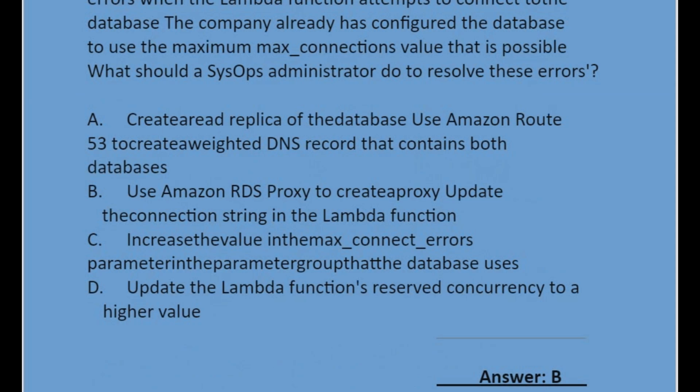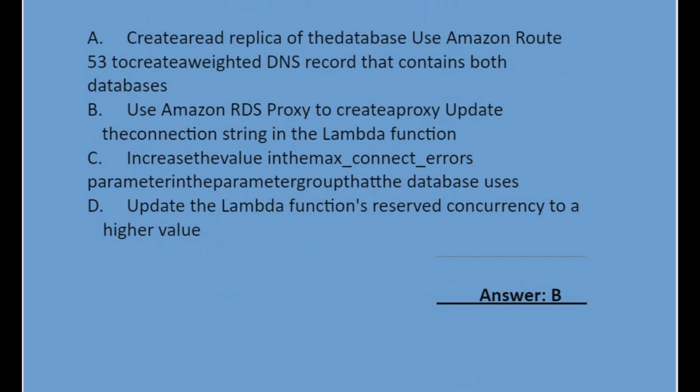Option A. Create a read replica of the database. Use Amazon Route 53 to create a weighted DNS record that contains both databases. Option B. Use Amazon RDS Proxy to create a proxy. Update the connection string in the Lambda function. Option C. Increase the value in the max_connect_errors parameter in the parameter group that the database uses. Option D. Update the Lambda function's reserved concurrency to a higher value. Correct answer is option B.